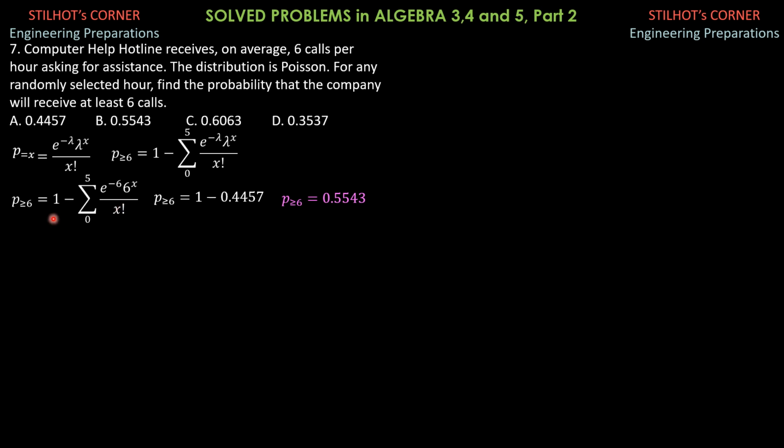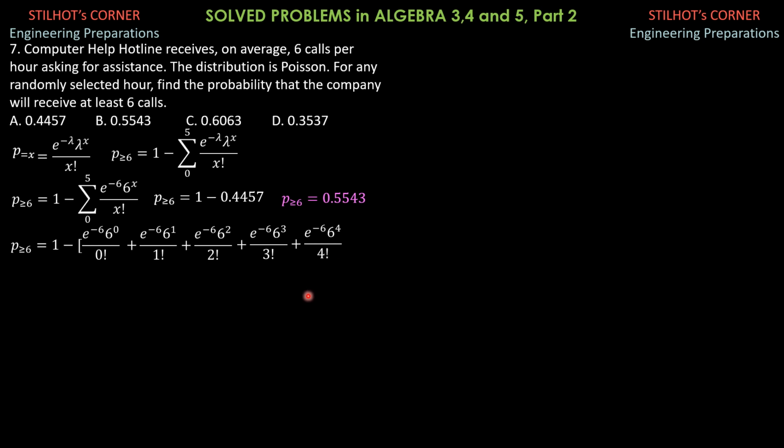Specifically, if we evaluate each case, it is equal to 1 minus the quantity e to the negative 6, 6 to the 0 over 0 factorial, plus e to the negative 6, 6 to the 1 over 1 factorial, plus e to the negative 6, 6 to the 2 over 2 factorial, plus e to the negative 6, 6 cubed over 3 factorial, plus e to the negative 6, 6 to the 4th over 4 factorial, then plus e to the negative 6, 6 to the 5 over 5 factorial, close.